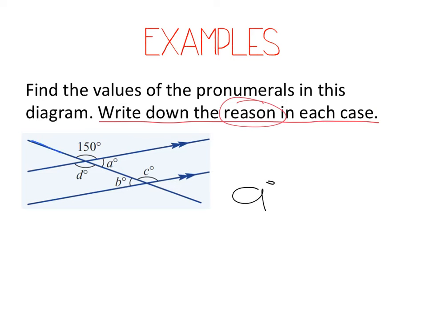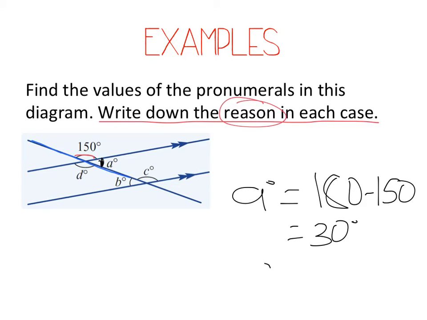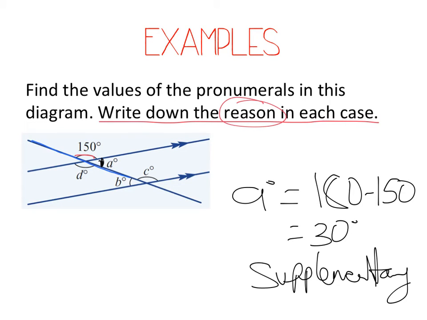If I look, okay, I've got given 150 from there to there, okay. What's this little guy in here going to be? Well, A is going to be supplementary, okay. Supplementary angles add up to 180 because they're on a straight line. So it's going to be 180 minus 150 equals 30 degrees. And my reason is supplementary. And that's really bad writing. Supplementary, okay. That's my first one.